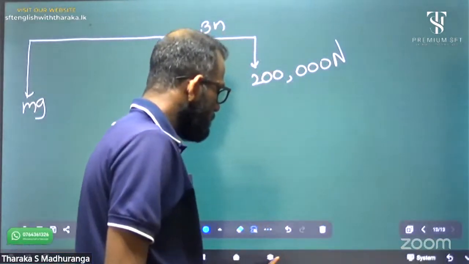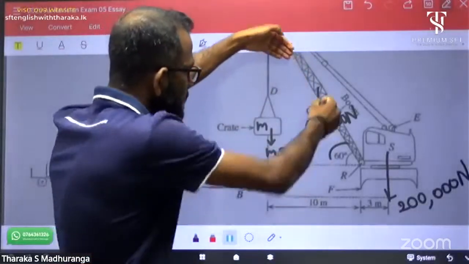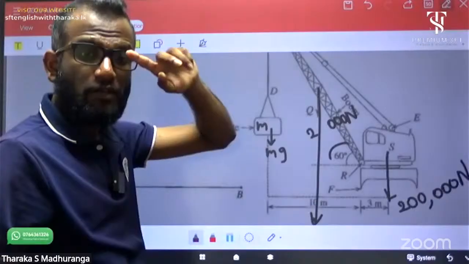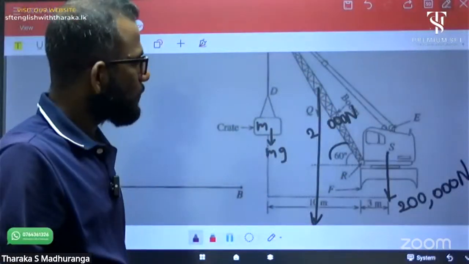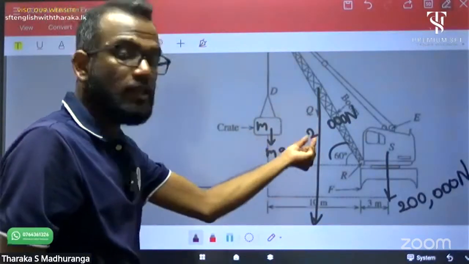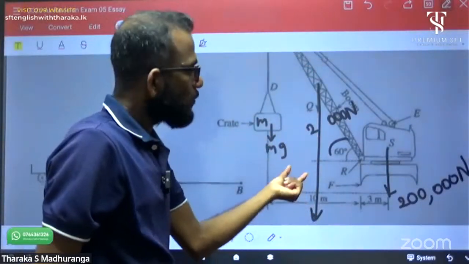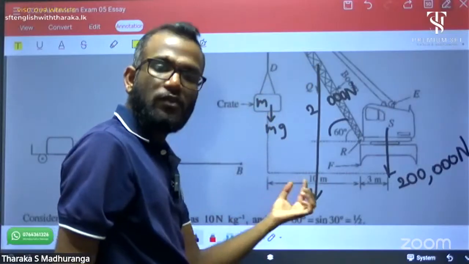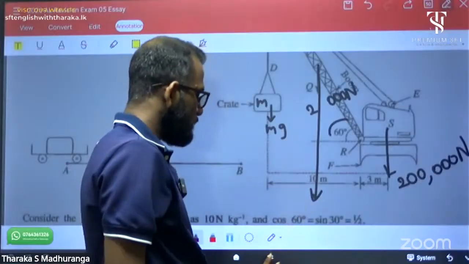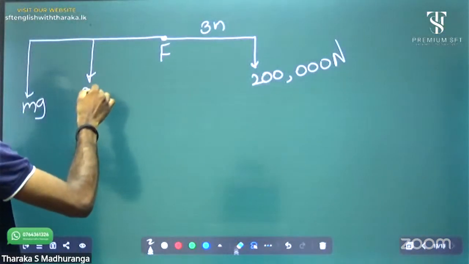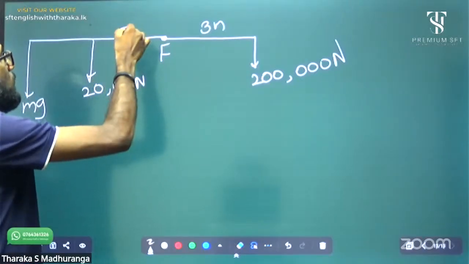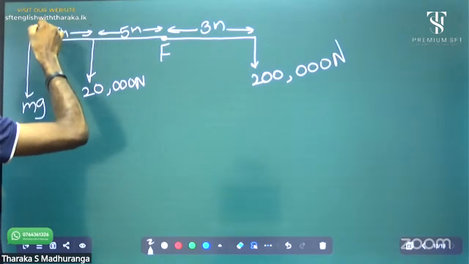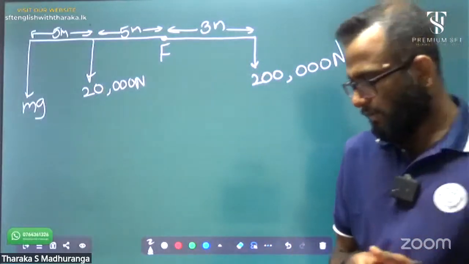Not only that, the boom weight also affects this system. This is the weight of the boom. It is 20,000 Newton because it is 2,000 kilograms. It's at the midpoint, and this axis also is at the midpoint because it's a right angle triangle. Then it is 5 meters. So 20,000 Newton acts at 5 meters, and another 5 meters. Okay, that's noted.